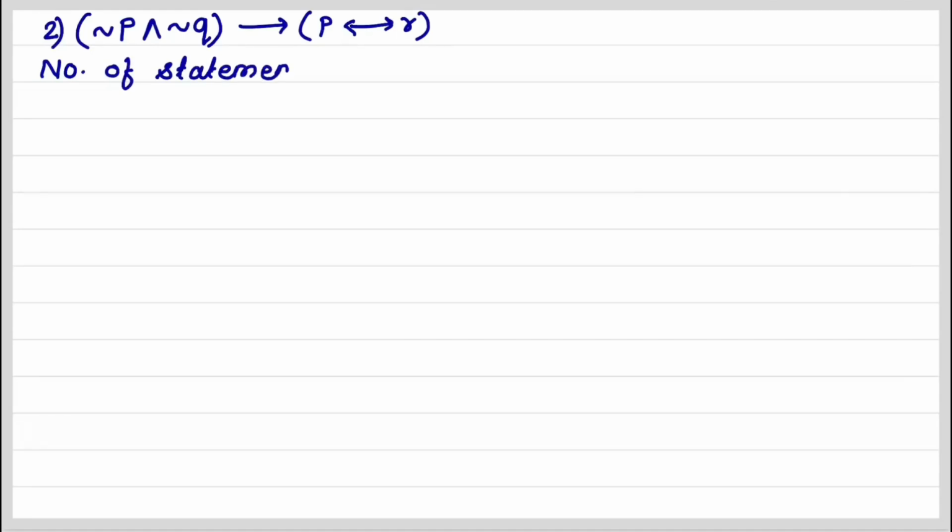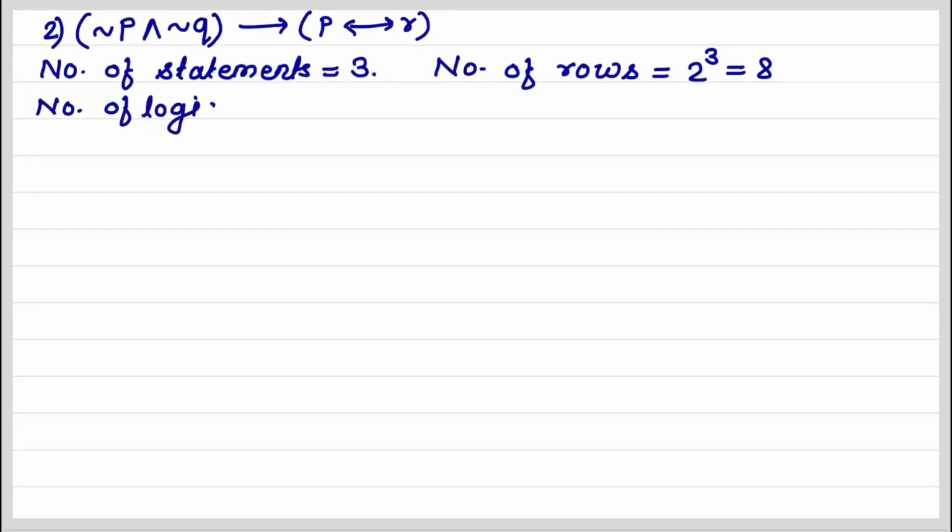Next example: negation of P and negation of Q implies P double implies R. How many statements? 1, 2, 3. Three statements. Number of statements is equal to 3. Therefore, number of rows is 2 raised to 3, which is equal to 8. That is 2 raised to the number of statements.